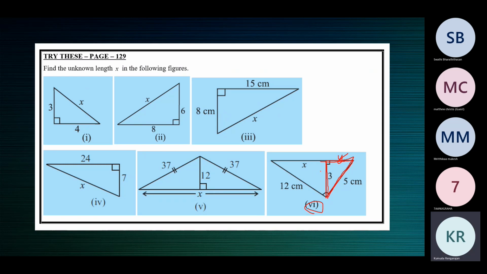Now what will you write by Pythagoras theorem? Which is the hypotenuse? 5 centimeter is the hypotenuse. Normally, if you have to find x, we write the variable term in the left hand side, just for convenience. X and y, we'll write it in the LHS.